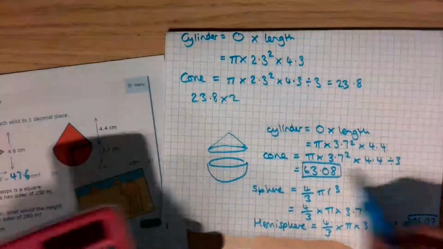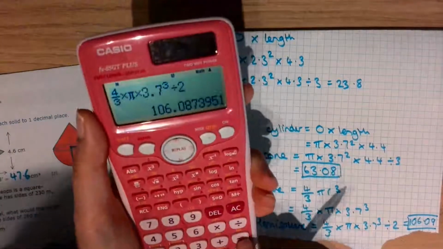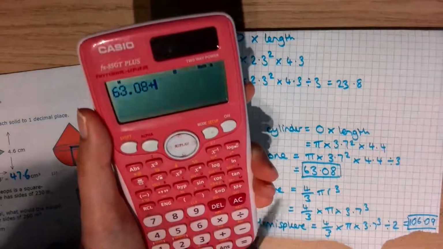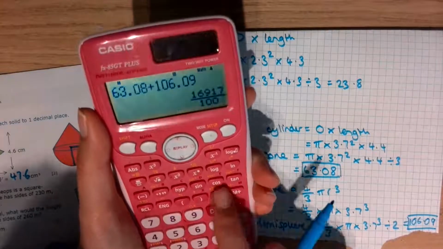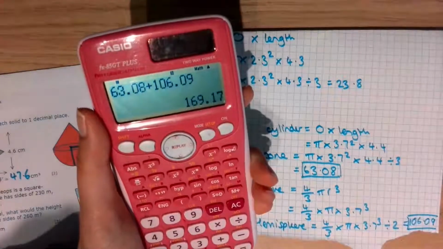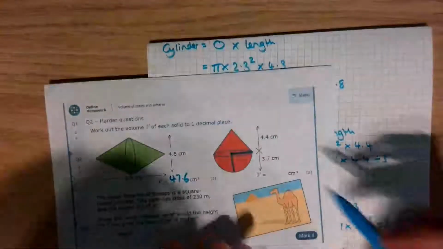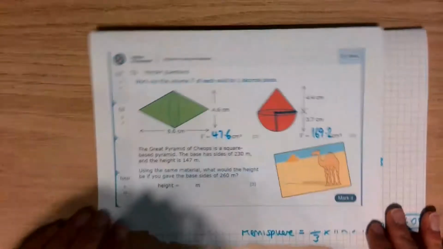The answer is 106.09. What I do now is I add those two boxed answers together. That gives me 169.17, which rounds to 169.2. Okie dokie.